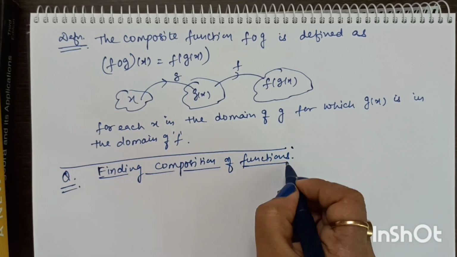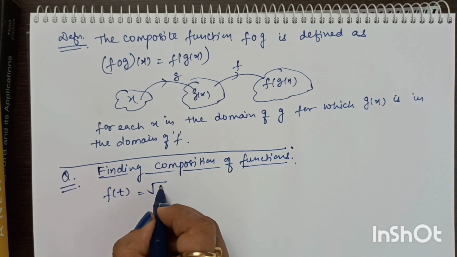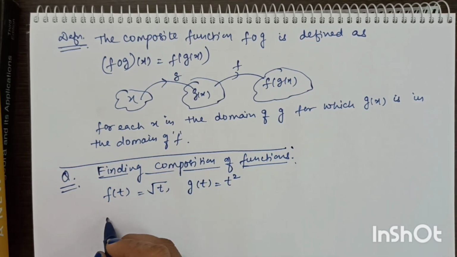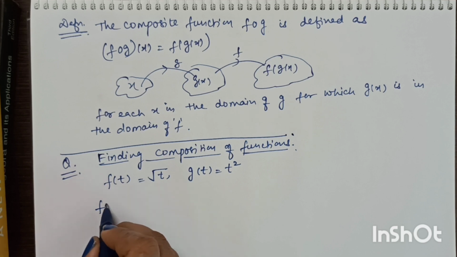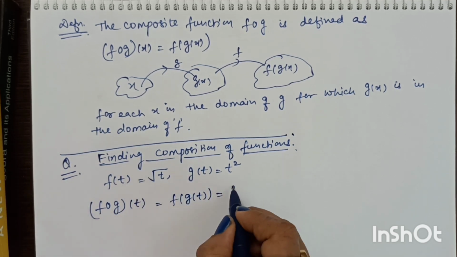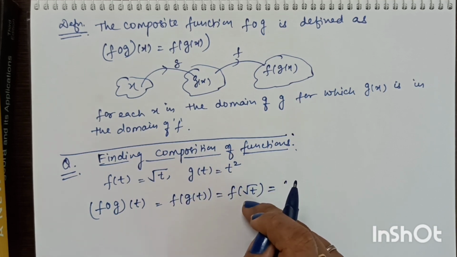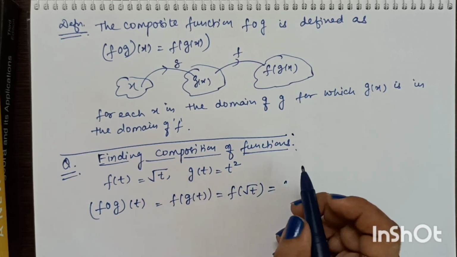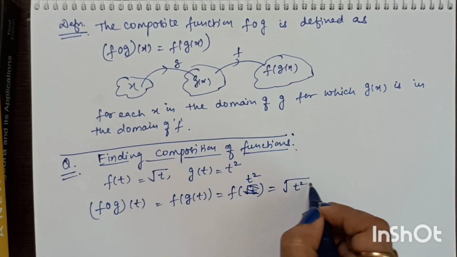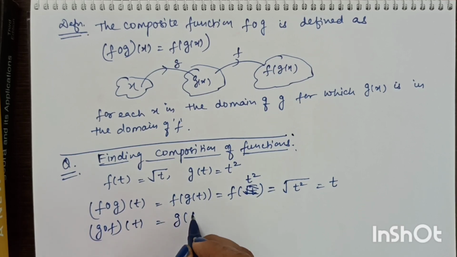composition of functions, when two individual functions are given to you, like f(t) is root t, g(t) is t square, and we are finding the composite functions. When you are writing f of g, first g of t will be applied. I'm sorry, I have written it incorrectly: f of t square. First of all g of t will be applied, it will be t square, and then on f it will be the square root of t square, which is t.